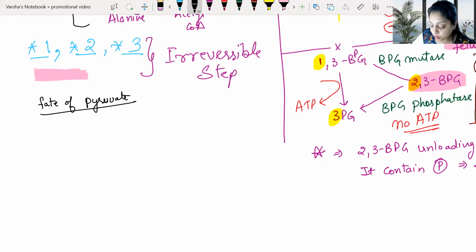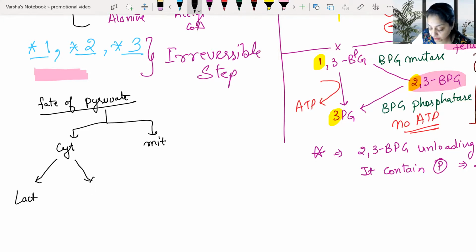Right, fate of pyruvate, I can divide into its cytoplasmic fate and its mitochondrial fate. In the cytoplasmic fate, we are synthesizing two things. Lactate, which we have just seen, so I'm not discussing it. Another is synthesis of the alanine. Another important question from the examination point of view, right?